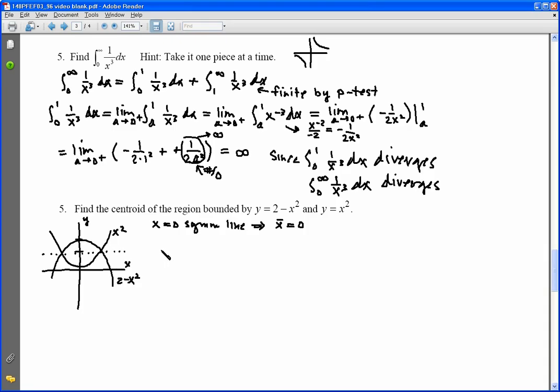Okay, so our x bar, remember, if we needed to figure it out, it would have been 1 over the area, and then the integral from a to b, and if it's just one function, it's x f of x. But for a region between two functions, it's x times f of x minus g of x dx.